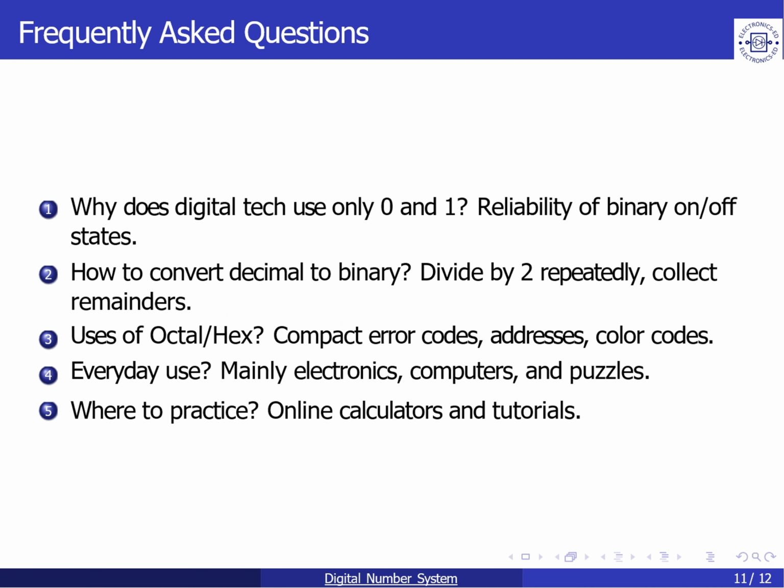Some frequently asked questions: why does digital technology rely on just 0 and 1? It's all about the easy reliability of binary states, on or off. To convert decimal numbers to binary, divide by 2 repeatedly and write down the remainders. Octal and hexadecimal are mainly used to shorten long strings of binary digits for things like error codes, memory addresses, and even color codes in web design. For practice, there are many online calculators and tutorials available.